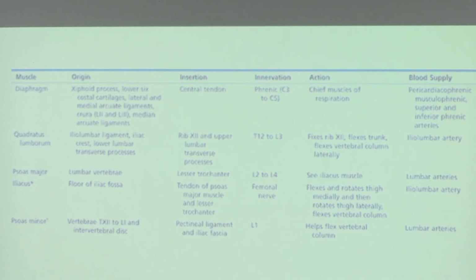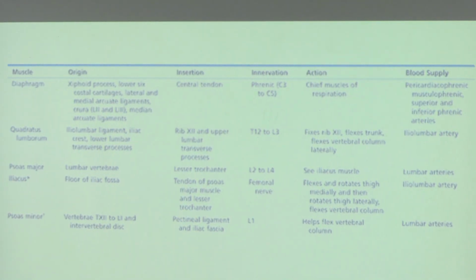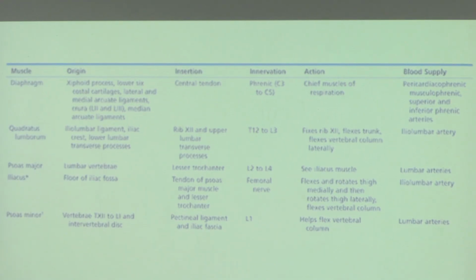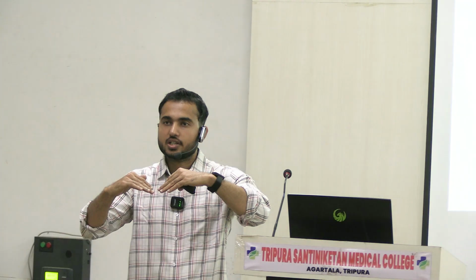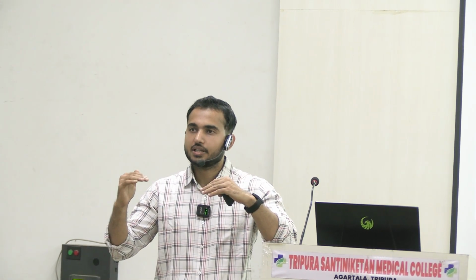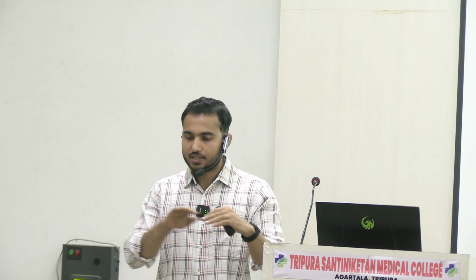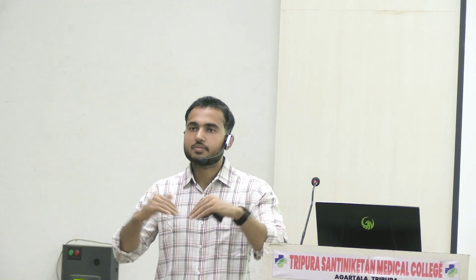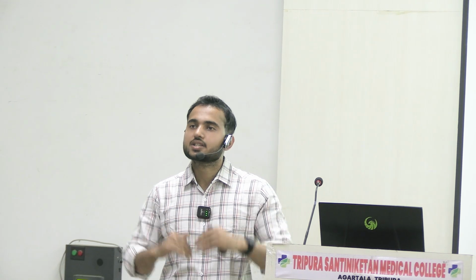Okay. Next insertion is in the central tendon. So this is very important. The fibers from the periphery come and attach in the central tendon. Now if you see the diaphragm, it is dome shaped. Two domes are there, right dome and left dome, and at the center the central tendon is there, where all the fibers come and are attached.